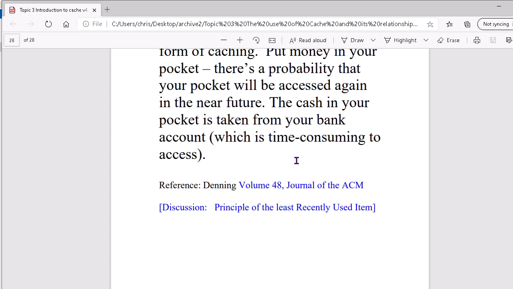That finishes this part of topic 3. I'd like you to think of more examples of the principle of locality. And let me just finish on this note. Think about the position of your left foot right now. In the next few milliseconds, there's a very, very high probability that your foot will be in the same position.